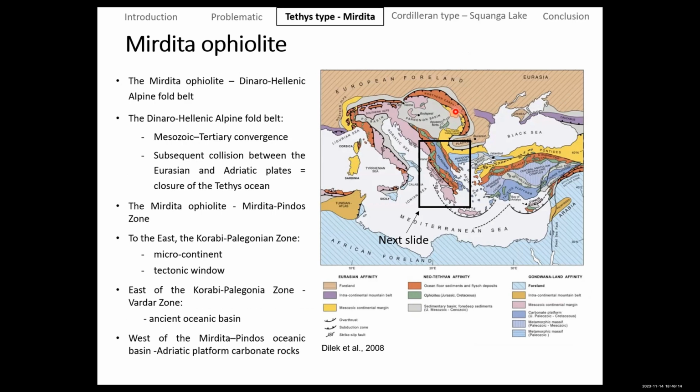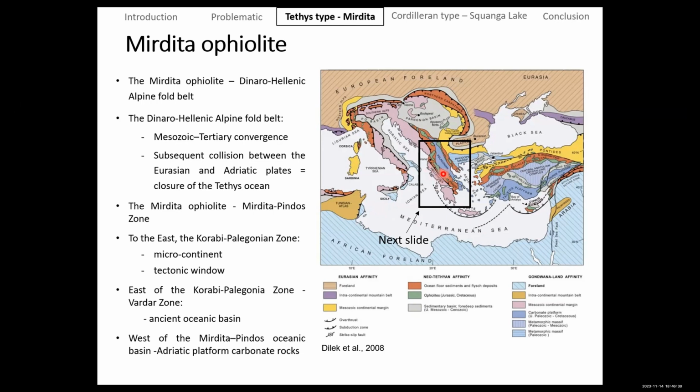The first one is the Mirdita ophiolite, which represents a Tethys type of ophiolite. Here we have a general geological map of Europe and the Mediterranean seashore. The Mirdita ophiolite is part of the Dinaro-Hellenic Alpine Fold Belt, which is the result of Mesozoic to Tertiary convergence and the closure of the Tethys Ocean.